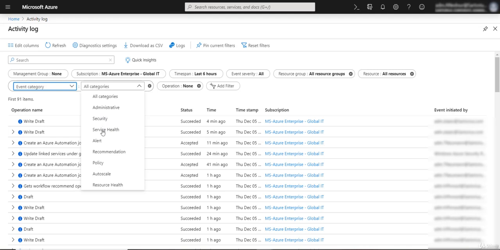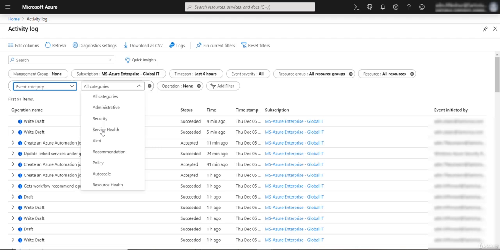The next category is service health. This category contains the record of any service health incidents that have occurred in Azure. An example would be if the SQL Azure in East US is experiencing downtime. Service health events come in 5 varieties: action required, assisted recovery, incident, maintenance, information, or security.